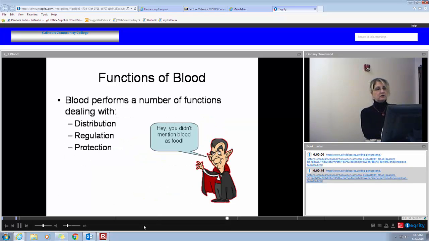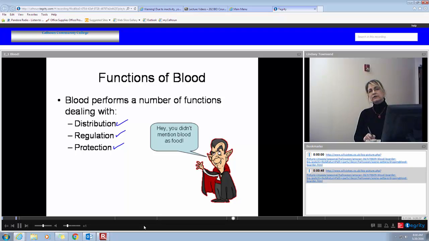Okay, so we've talked about the characteristics. Now let's talk just a little bit about the functions of blood. Have you ever really wondered why you have blood and what it does? Well, blood has 3 main jobs: distribution, regulation, and protection.